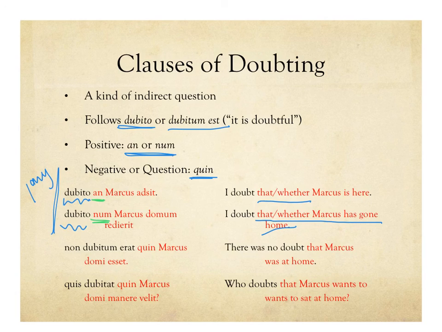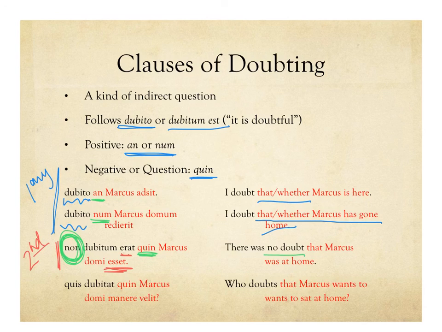It's pretty straightforward. Now, if we have a negative, things are slightly different. And this one I put in secondary sequence just so you can see what that would look like. Non dubitum erat, quin Marcus domi esset. There was no doubt that Marcus was at home. So there was no doubt yesterday, in the past, that Marcus yesterday was at home. Here you can see you use quin, right, because it's a negative statement. Here's our negative, right? So it's not that it's negative in the clause, it's that the main clause is negative. Okay, that means that you're going to use quin here. There was no doubt that Marcus was at home.